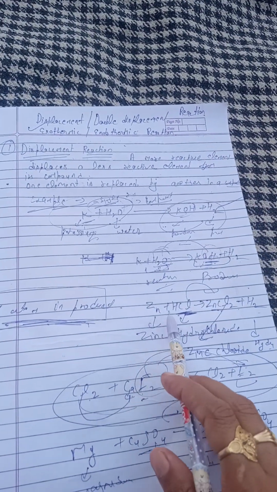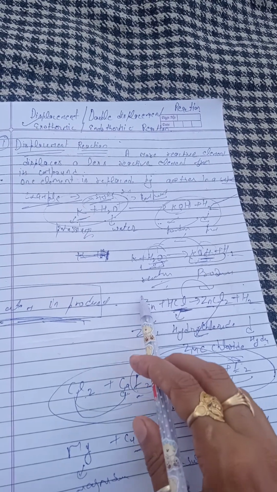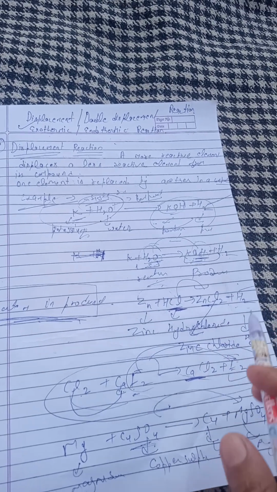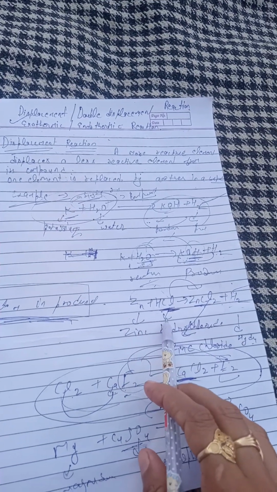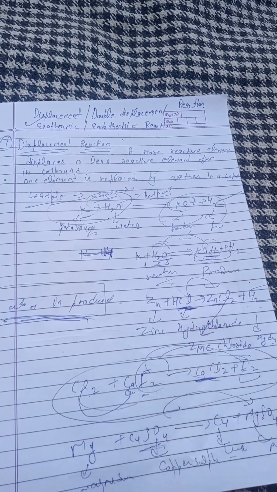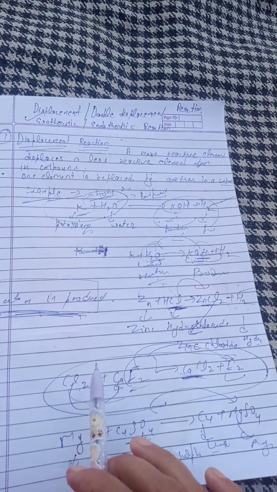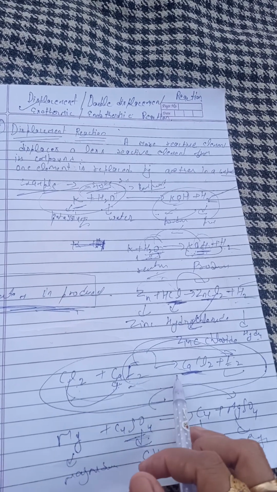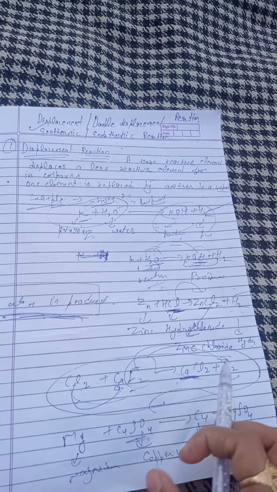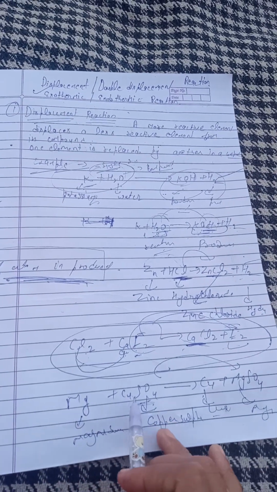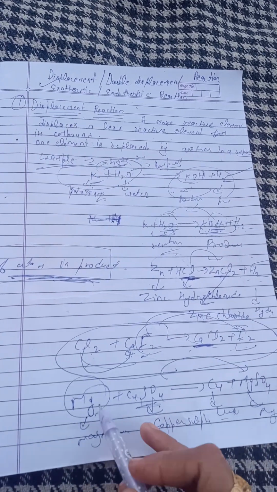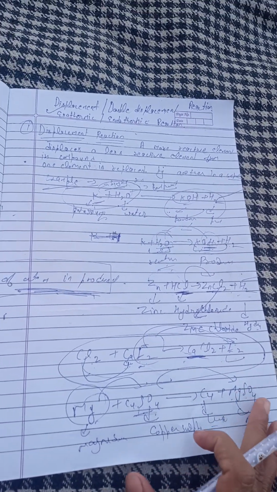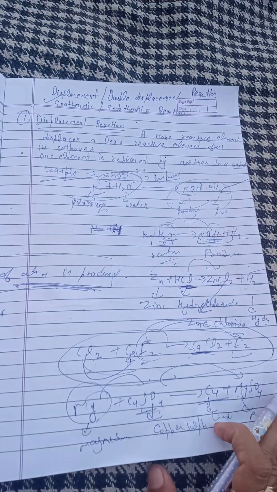In the same way Zn plus HCl, here zinc combines with the Cl, and H2 is the hydrogen gas. So we can say that a more reactive element displaces the less reactive element. In the same way chlorine plus calcium iodide is replaced by calcium chloride plus iodine. In the same way Mg plus CuSO4, Mg replaces the Cu with the SO4, giving MgSO4 plus Cu, the copper.